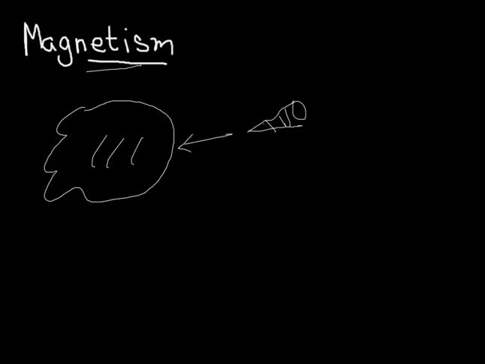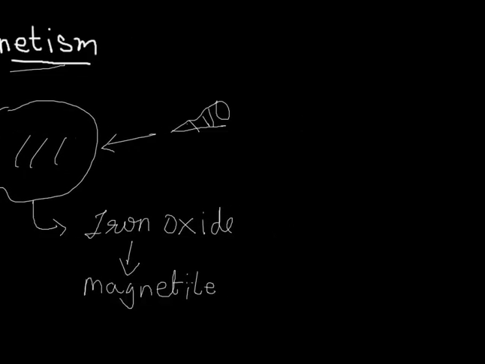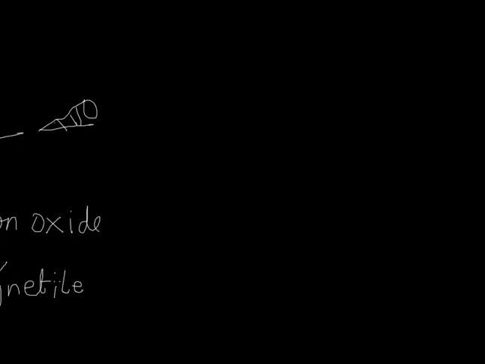They are very plentiful in the district of Magnesia. That's where the name magnet and magnetism comes from. This rock contains iron oxide, which we call magnetite. In 1100 AD, the Chinese used magnetite needles to build compasses.